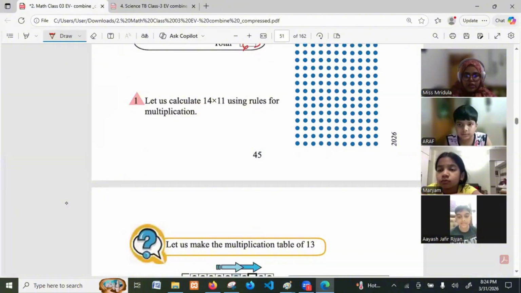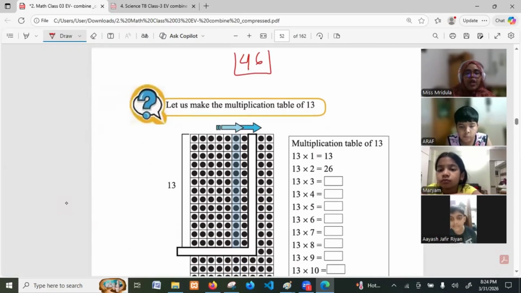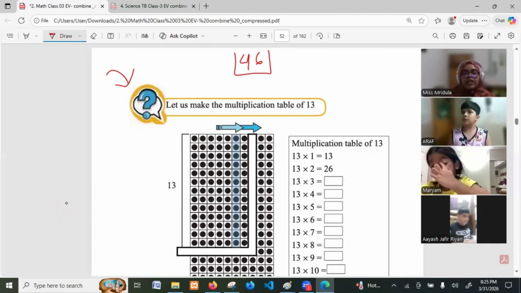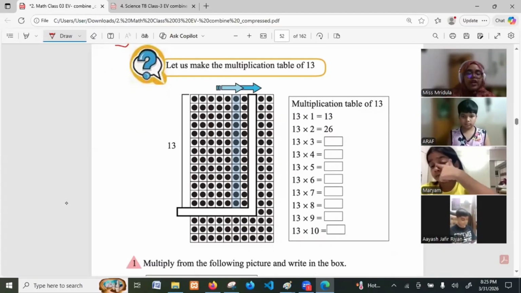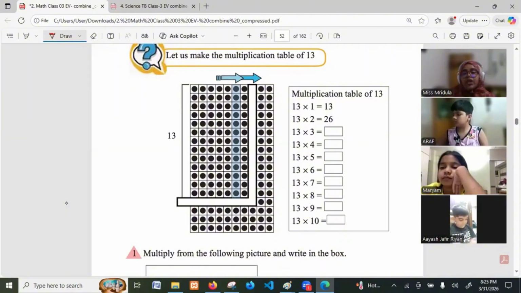Okay. So we are done with page number 45 as well. We will be starting page number 46. What have they started with? Let us make the multiplication table of 13. So they are telling us that we need to make a multiplication table, which will be related to 13. What have they done? They have put in lots of 13s.